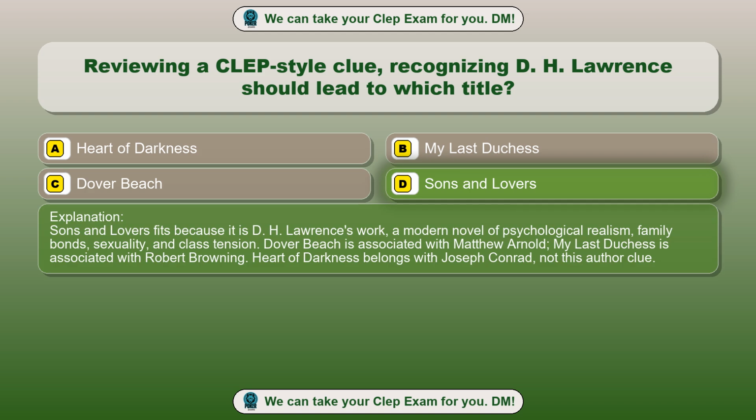Sons and Lovers fits because it is D.H. Lawrence's work, a modern novel of psychological realism, family bonds, sexuality, and class tension. Dover Beach is associated with Matthew Arnold, My Last Duchess is associated with Robert Browning. Heart of Darkness belongs with Joseph Conrad, not this author clue.